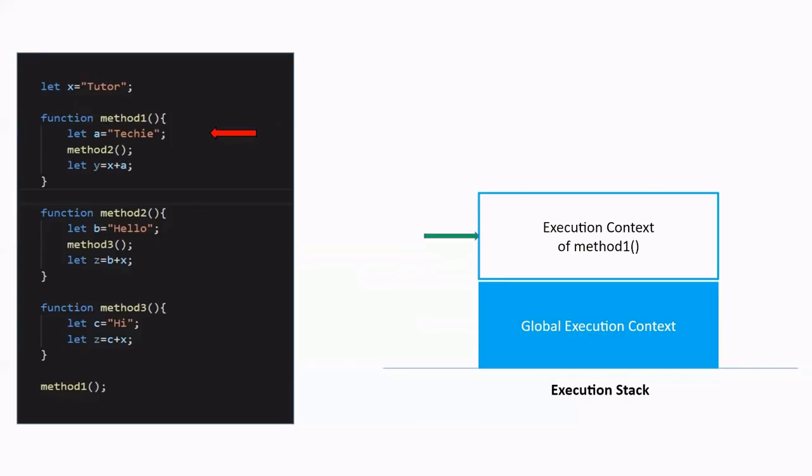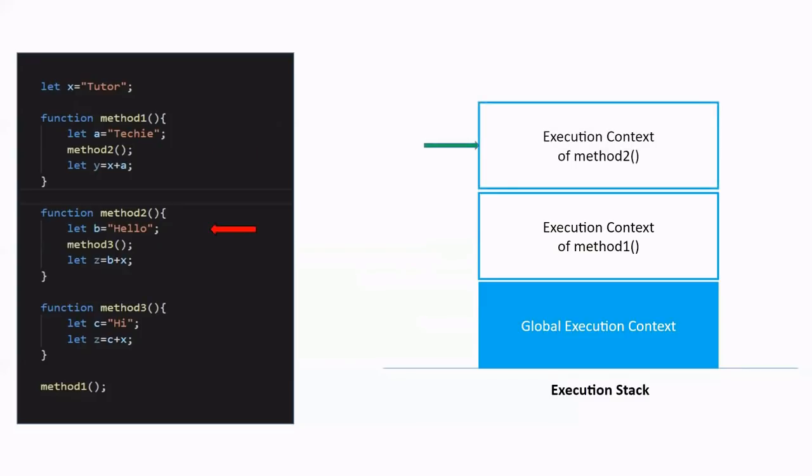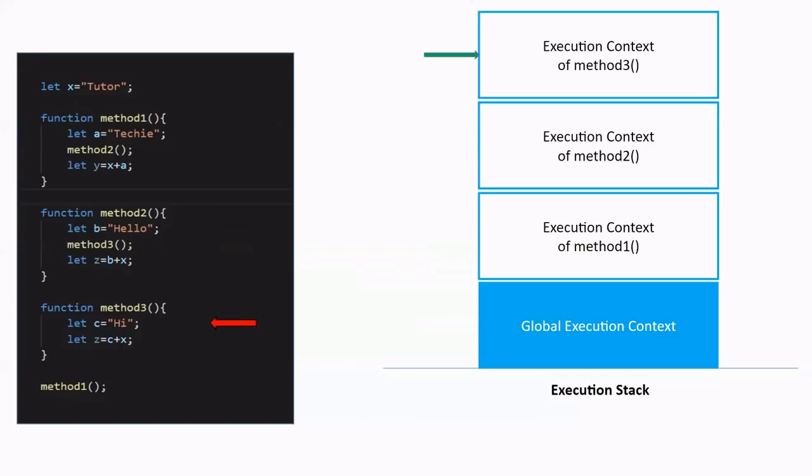So let's move to the next line, that is method 2. Now we are calling method 2. So again, it will create a new execution context for method 2. So here it is. On top of method 1, it will create an execution context for method 2. Now the next line will get executed, that is method 3. Again, we are calling method 3, so it will go to method 3. It will again create an execution context for method 3. And then the next line will get executed.